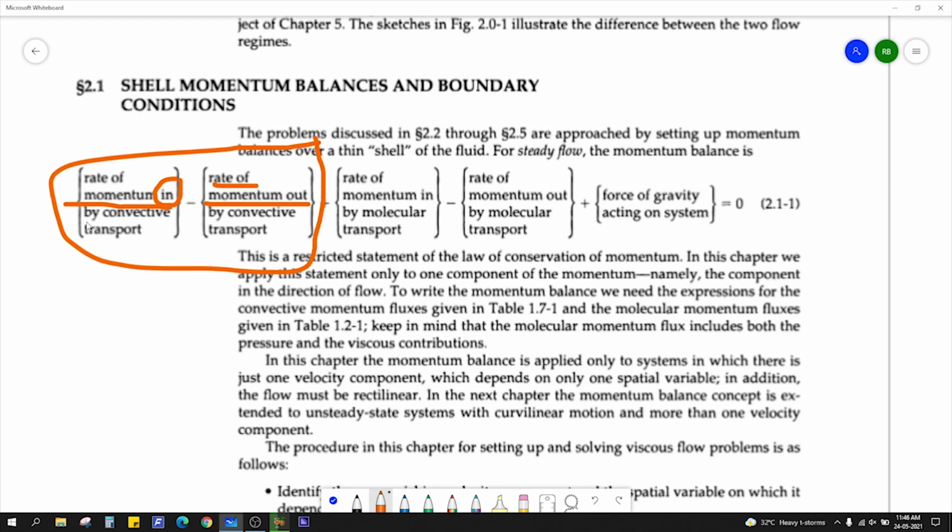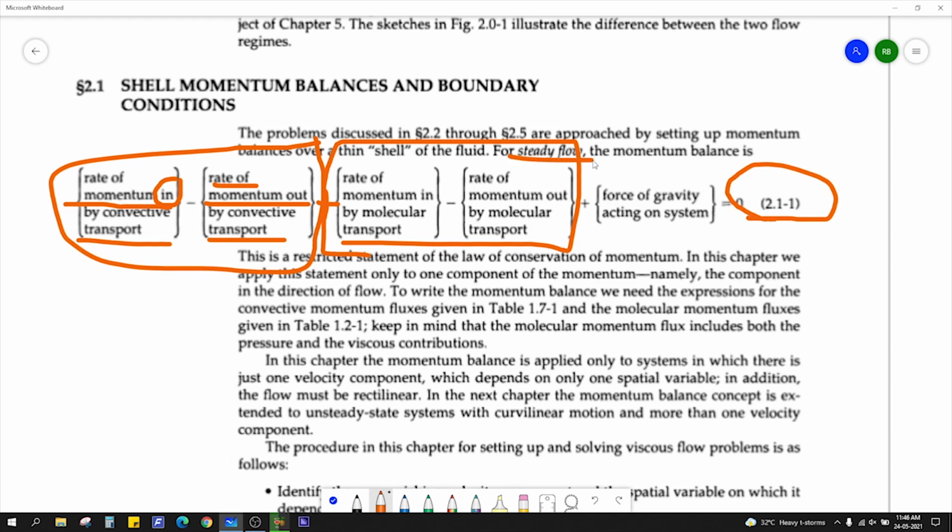So there are two modes of transport: molecular transport and convective transport. So first considering convective transport, right? Rate of momentum in by convective transport minus rate of momentum out by convective transport. Similarly, you have to consider the molecular transfer, so you have a plus here. Again, same here. Rate of momentum in by molecular transport minus rate of momentum out by molecular transport, right, is equal to no accumulation here. That's why it's 0 here. So there is no accumulation of momentum, because we are doing steady flow.